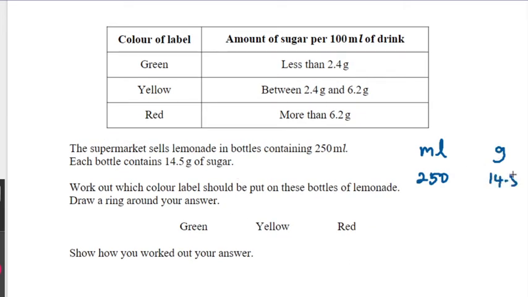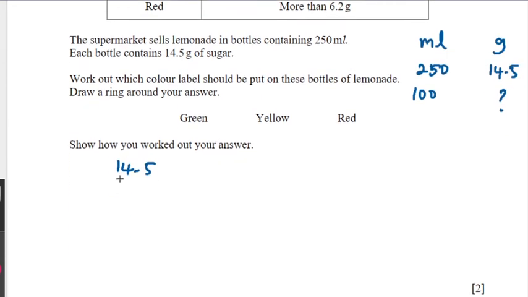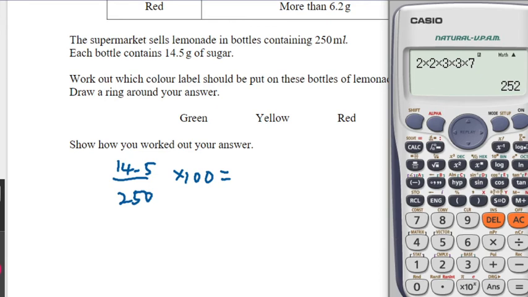So if 100 milliliters, how much sugar? What do you do? This 14.5, we divide by 250 first, then times 100. Always divide first, then times 100. Or you can also do 100 divided by 250, then times 14.5. So we do 14.5 over 250 times 100. We press the calculator. Where is it?